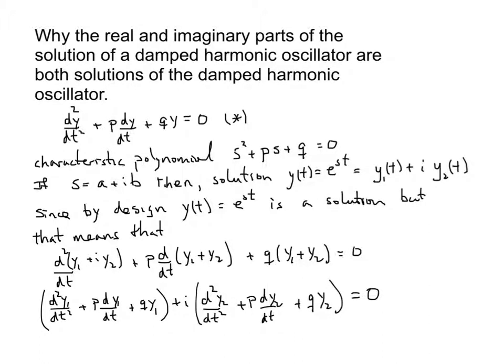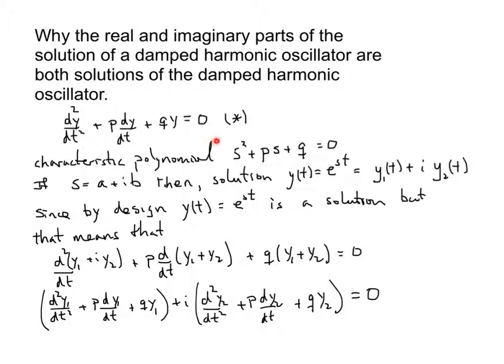Here's a very short description of why, when we're dealing with a damped harmonic oscillator of this form that has a complex solution, because it ends up with a value of s that's complex from the characteristic polynomial, both the real and imaginary parts of that function also must be solutions.